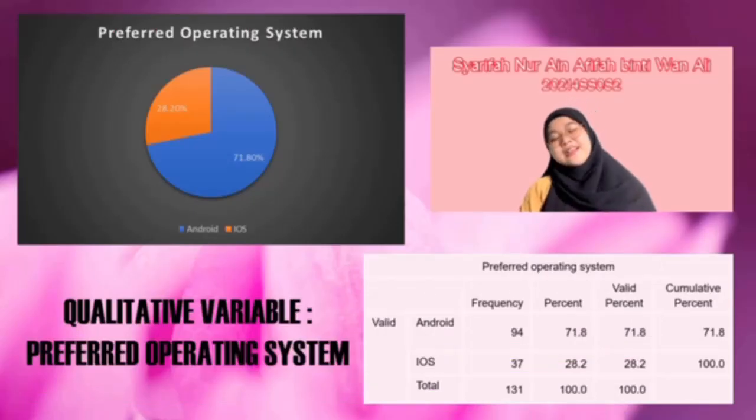Let's move to the next qualitative variable, which is preferred operating system. There are only two options for operating system, which are Android and iOS. Majority of students prefer Android operating system the most, which accounted for 71.8%, and only 28.2% of students prefer iOS operating system.